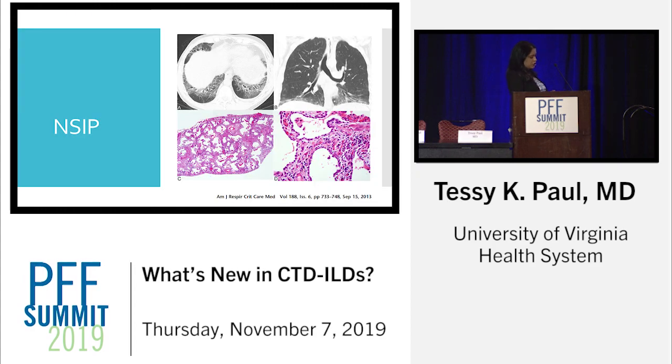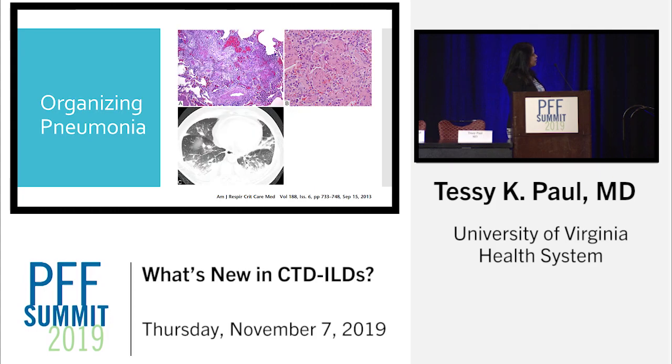So just to mention some of these patterns, this is NSIP, which is the most common pattern. You can see in this basilar slice diffuse ground glass with some subpleural sparing, traction bronchiectasis. And essentially, if you do have pathology, you have uniform fibrosis with no evidence of architectural distortion. You won't see honeycombing or fibroblastic foci.